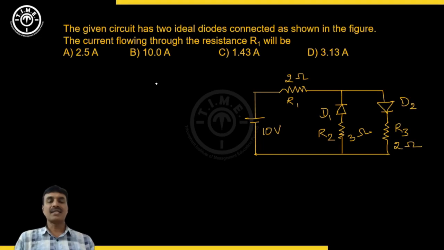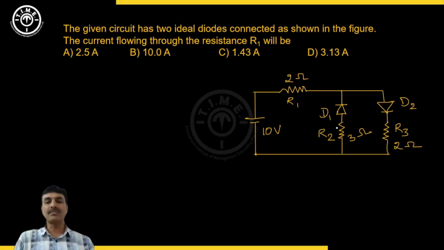See, this is the question that appeared in a recent NEET. The given circuit has two ideal diodes connected as shown in the figure. The current flowing through the resistance R1. See, here is resistance R1. What is the current flowing through the resistance R1?